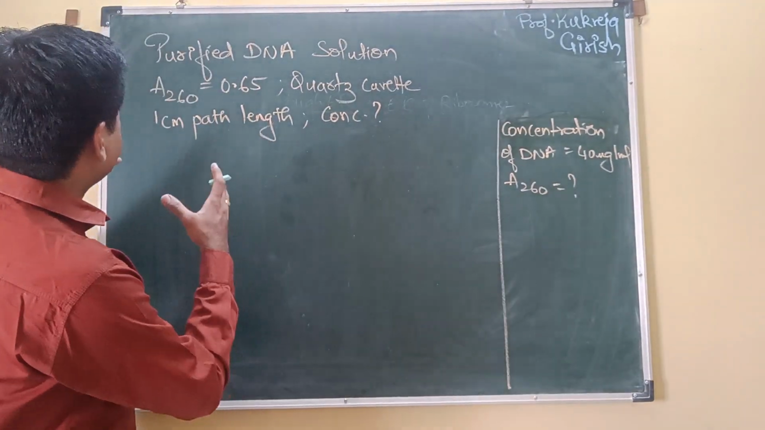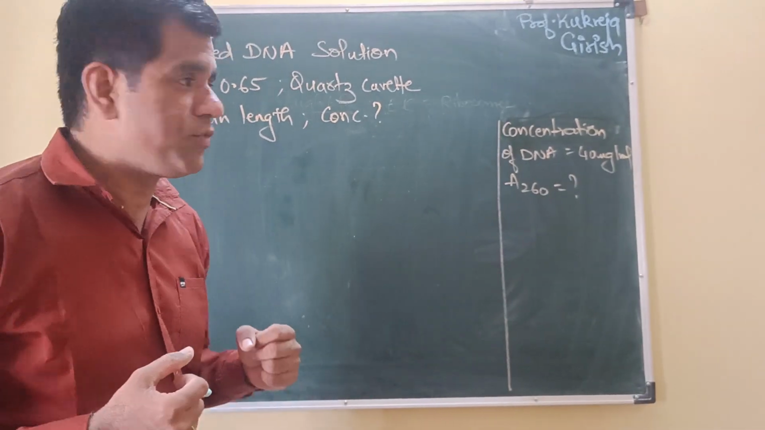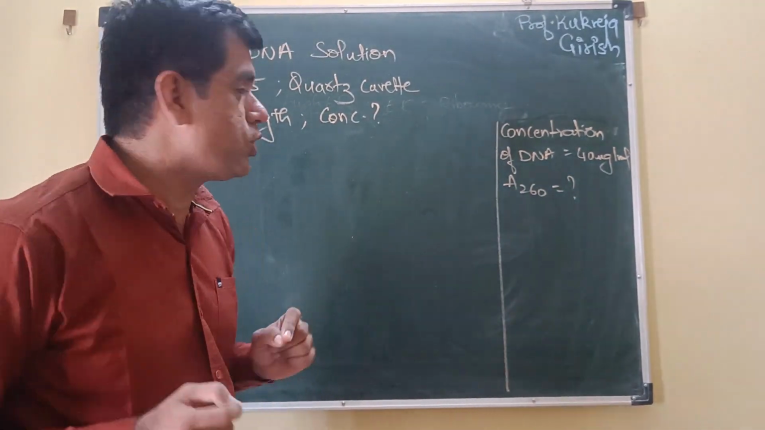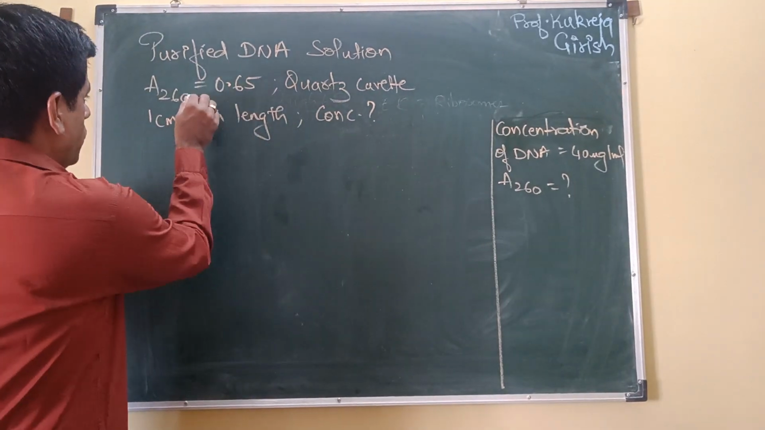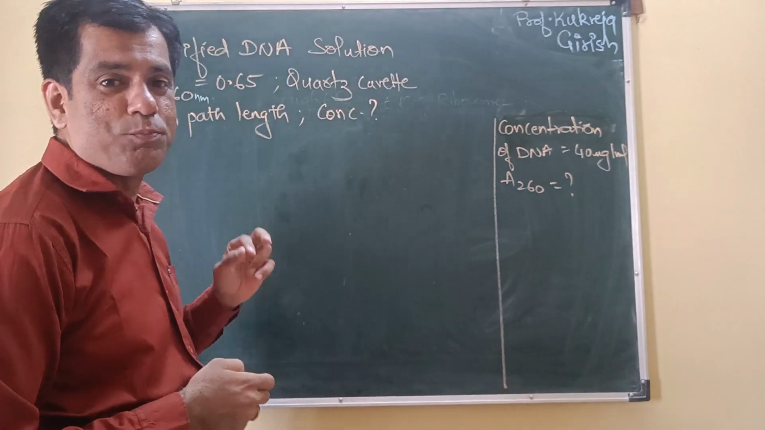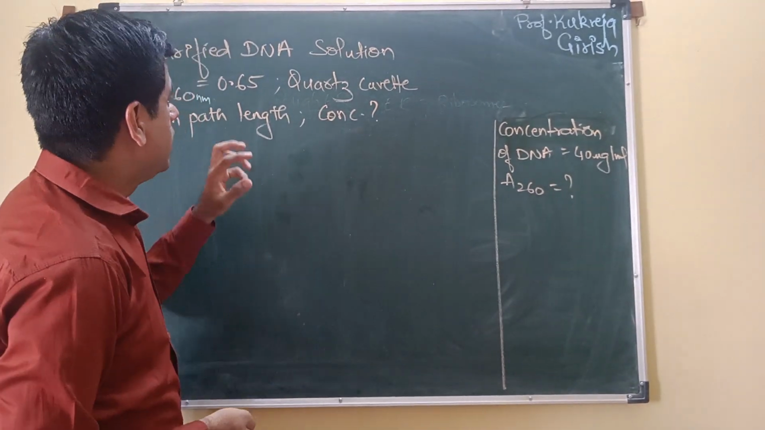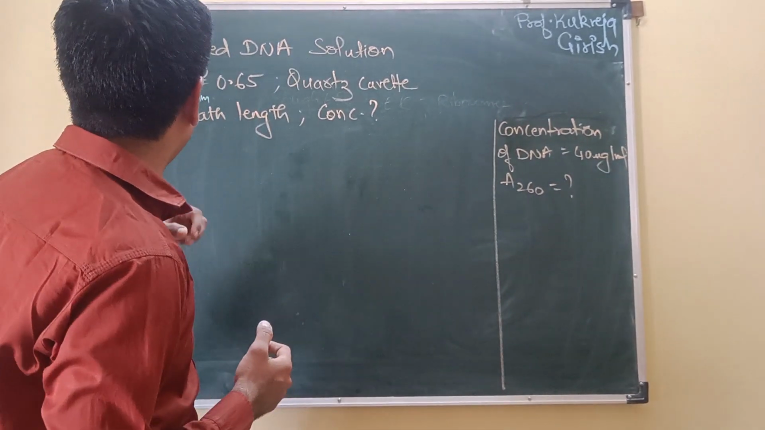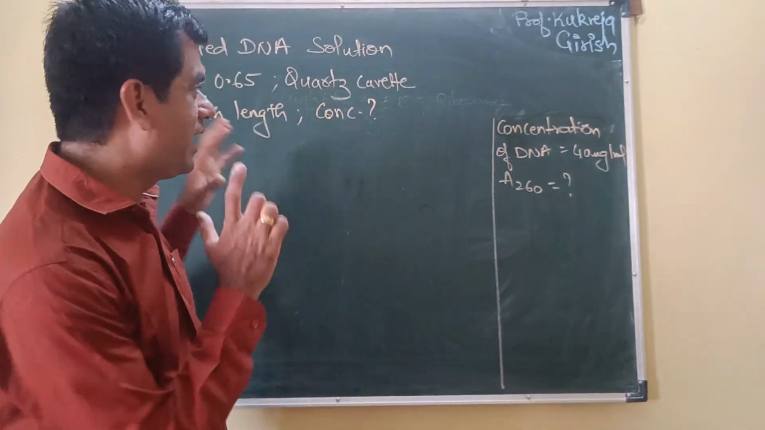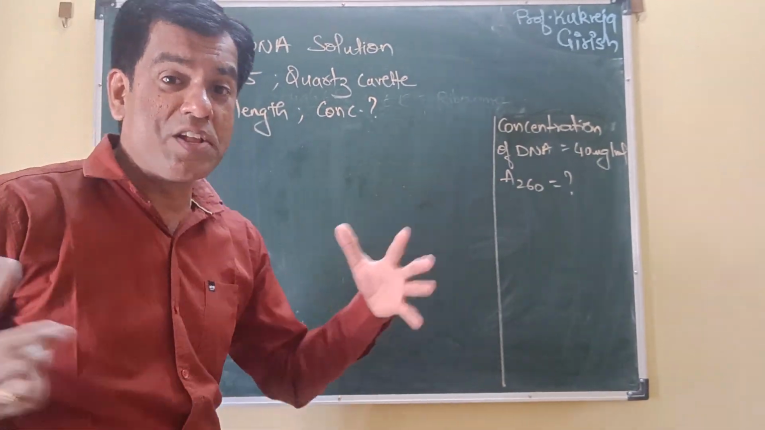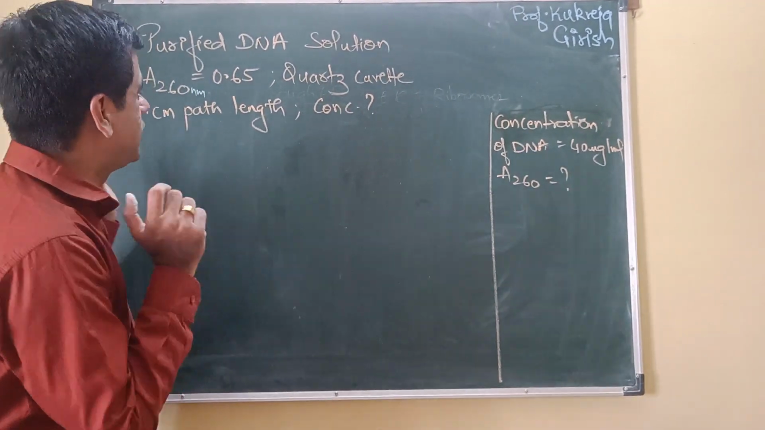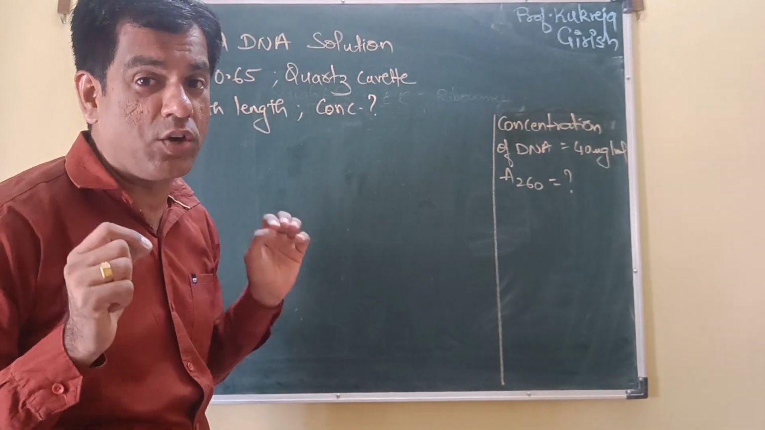Anyways, I have a purified DNA solution, for example, and I took the absorbance at 260 nanometer. At 260 nanometer it is 0.65, in a quartz cuvette, obviously, with a 1 centimeter path length. There are some things which we assume, but here let us not assume things. So it was a quartz cuvette, thank God the path length was 1 centimeter. I want to find out the concentration.